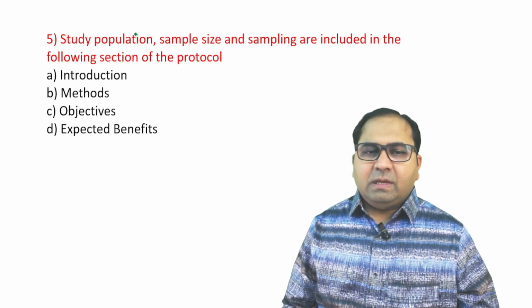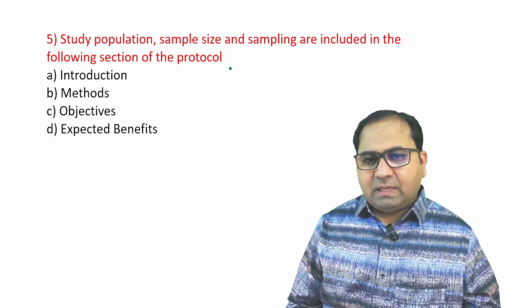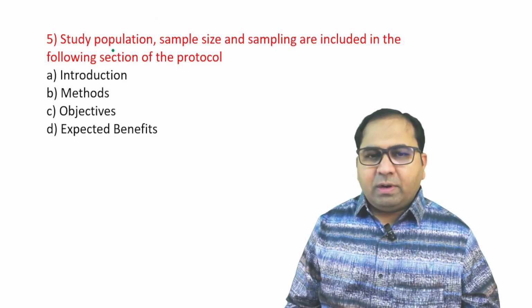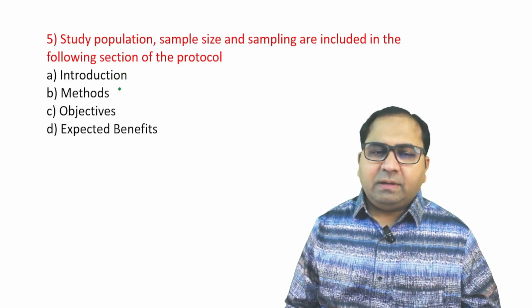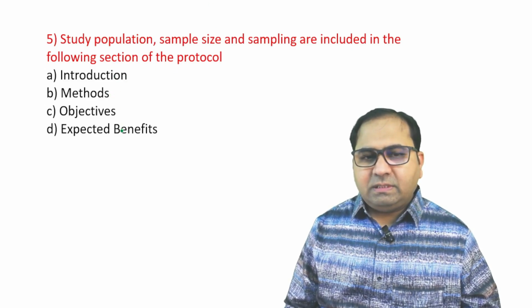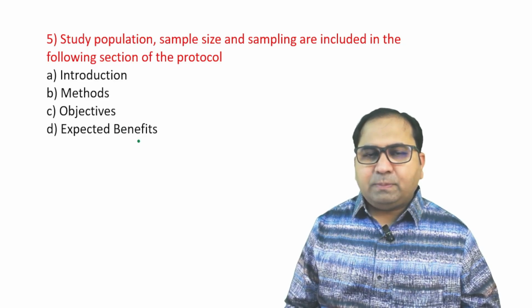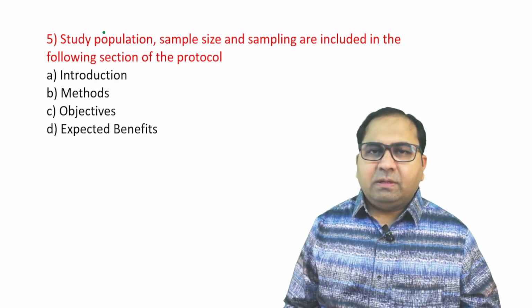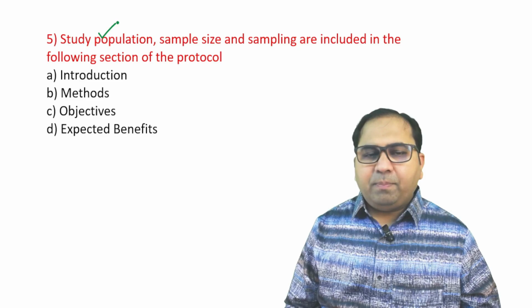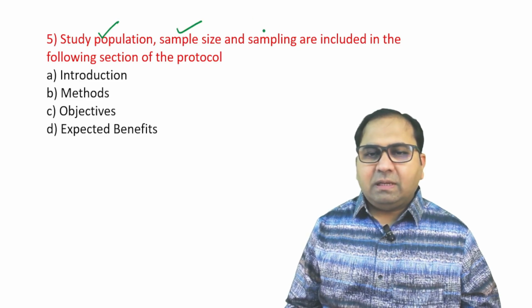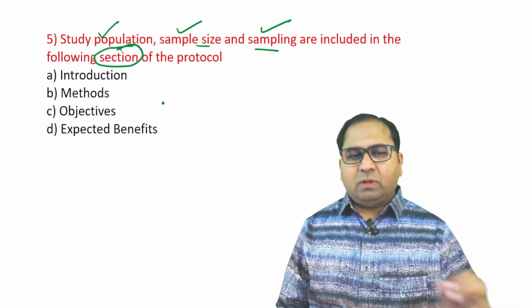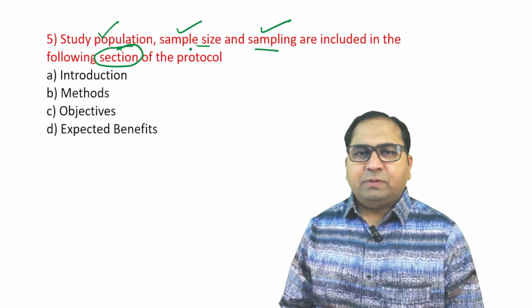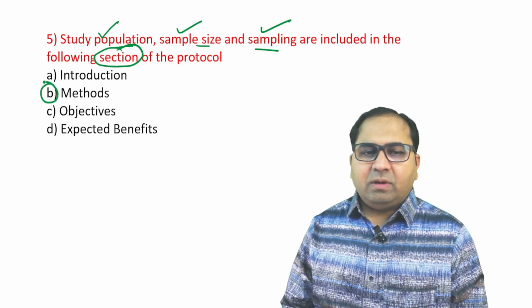Next question. Study population, sample size and sampling are included in the following section of the protocol. The options are A. Introduction, B. Methods, C. Objectives, or D. Expected benefits. Once again the question, study population, sample size and sampling, all these three are included in which section of the protocol? So the answer for this question is option number B, that is the methodology section.